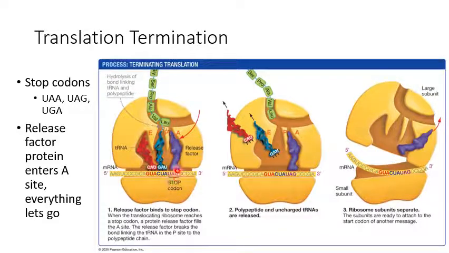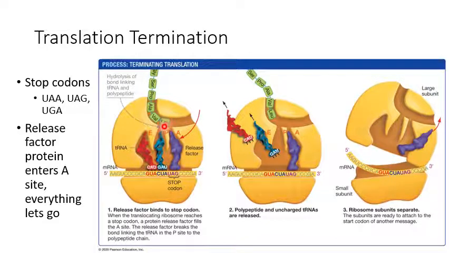Once your stop codon is positioned under the A site, instead of a tRNA coming in, you're going to have a release factor protein come in. It's shaped very similar to a tRNA, and it can actually attach to any of those three stop codons. But since it's not a tRNA, it doesn't have an amino acid attached to it. So when your ribosome goes to try to attach your amino acid to the new amino acid, there is no new amino acid, so it doesn't work.